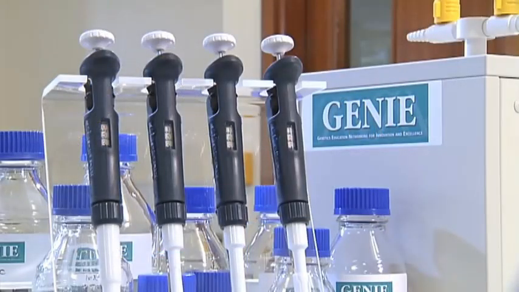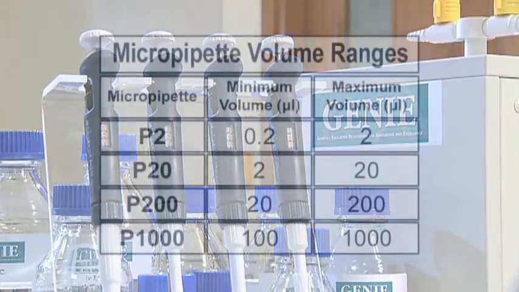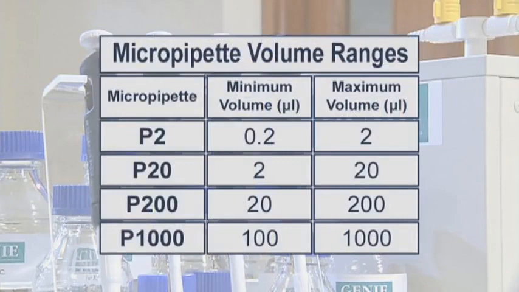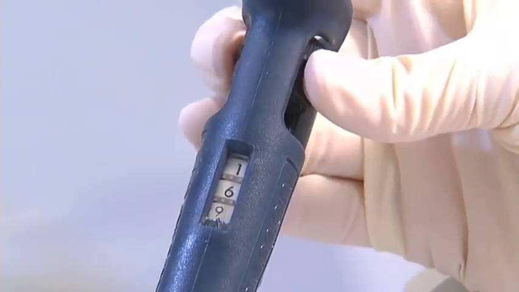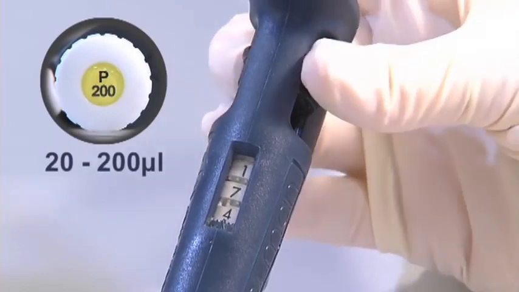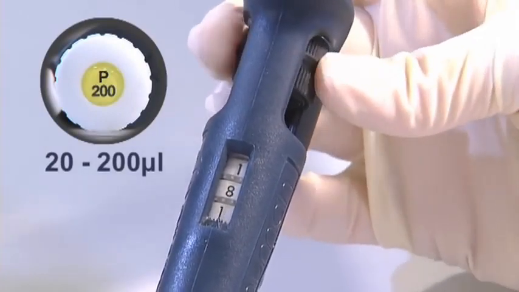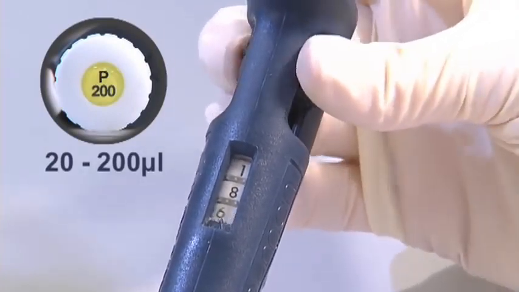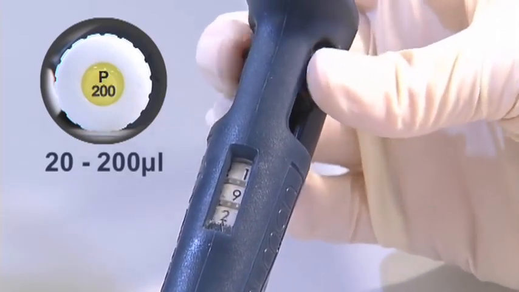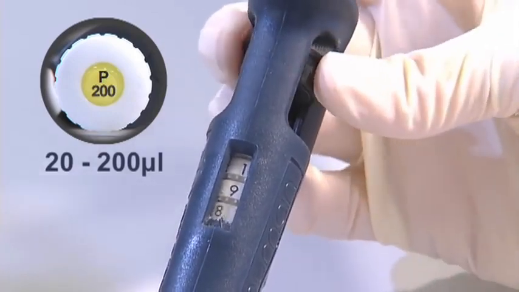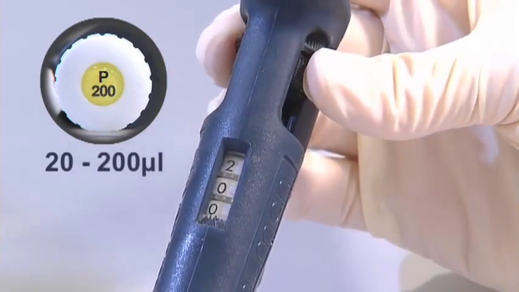A pipette is an expensive precision instrument. Improper use will damage the pipette, so correct use is essential. You should never use a pipette to measure volumes outside of its range. For example, using a P200 to pipette too low a volume, such as 10 microliters, or too high a volume, such as 250 microliters, will result in inaccurate volume measurements and will damage the internal mechanism of the pipette.